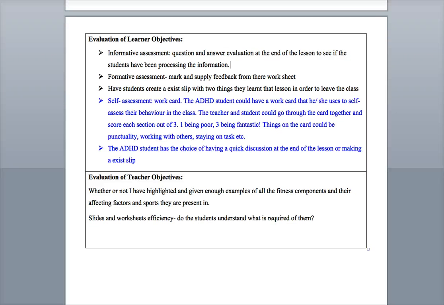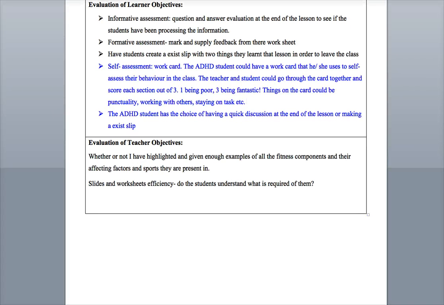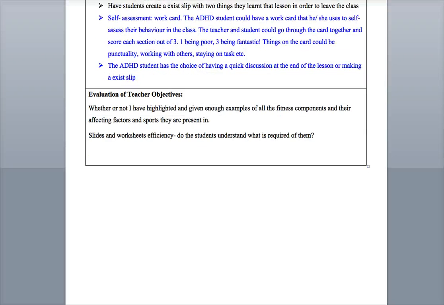A good strategy that I saw on placement was a work card. The ADHD student could have a work card and self-assess their behaviour in the class at the end, so they can sit down with me and we can go through each section together. One could be poor and three could be fantastic, and the card could just be on punctuality, working with others and staying on task. The ADHD student has the choice of having a quick discussion at the end of the lesson or making an exit slip as well.